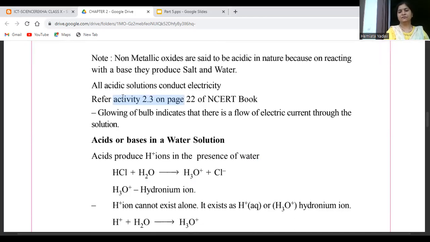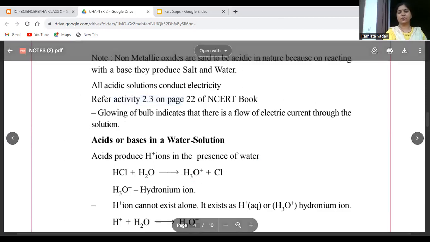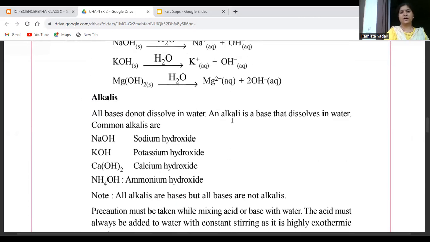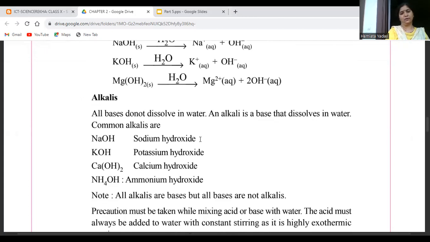They are having hydrogen ions which can conduct the electricity and complete the circuit. Now, acids or bases in water solution. Acids produce H+ ions in the presence of water, and bases produce OH- ions. Bases provide hydroxyl ions. Alkalis: all bases do not dissolve in water. An alkali is a base that dissolves in water.